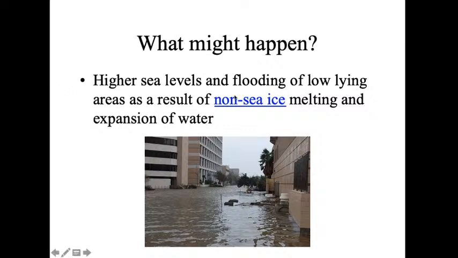So not good. We'll have flooding of low-lying areas as a result of non-sea ice melting and the expansion of water. There are normal icebergs that will melt every year, but it's these large polar ice caps and these glaciers that don't really belong in the oceans. And as we add them to the ocean, our water levels are rising, and you're even seeing complete islands disappearing.